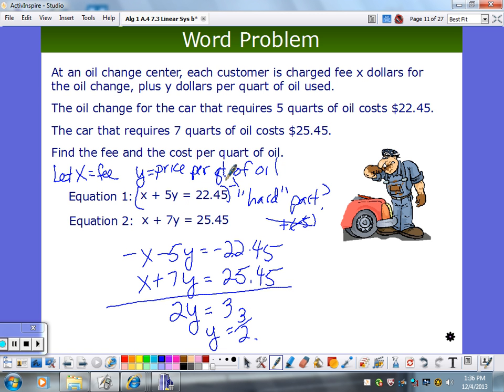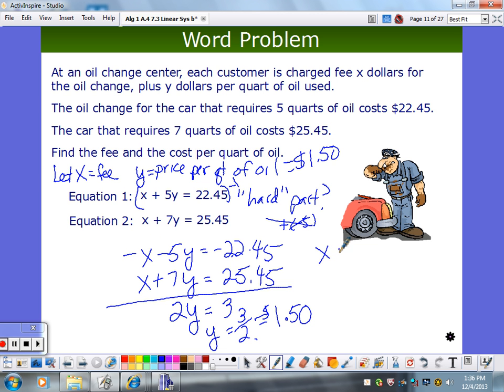That's a fraction. But what is y? Y is the price per quart of oil. How do I turn that into money? 3/2. What's that? That's one point five. Oh, that's $1.50. So I found out how much the quart of oil costs. $1.50. Now I have to find out, well, what's the fee? So how am I going to find the x?